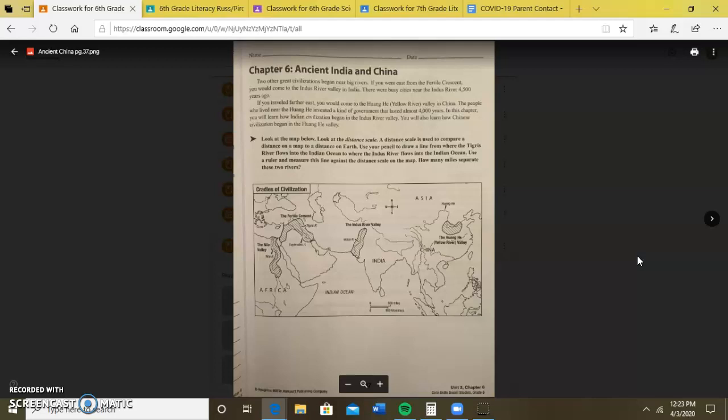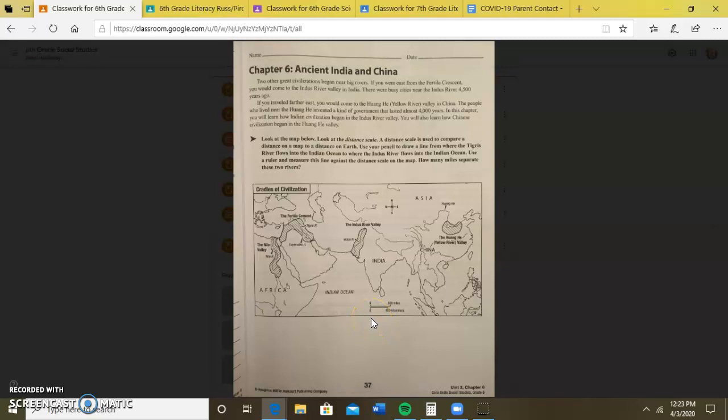In this chapter, you will learn how Indian civilization began in the Indus River. Then you will also learn about the Chinese civilization that began in the Huang He Valley. Okay, so first you're going to look at this map that's on this page. So look at the map below. Look at the distance scale. So the distance scale is actually right here.